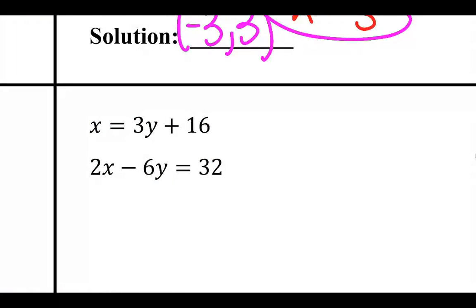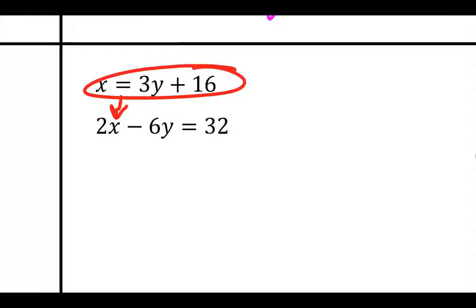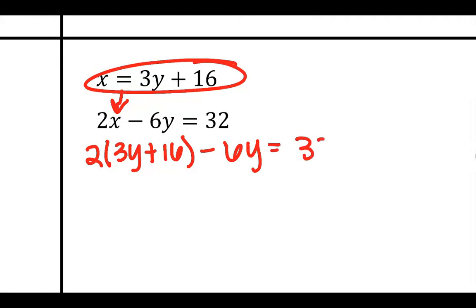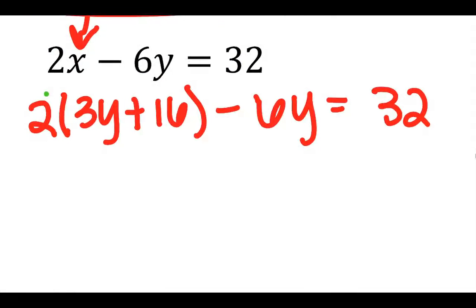This guy I've already got solved for x, so I'm going to use this and plug in for x. So I got 2 instead of x, I'm putting in 3y plus 16 minus 6y equals 32. Again, I have to simplify. So 2 times 3y is 6y. 2 times 16 is 32.